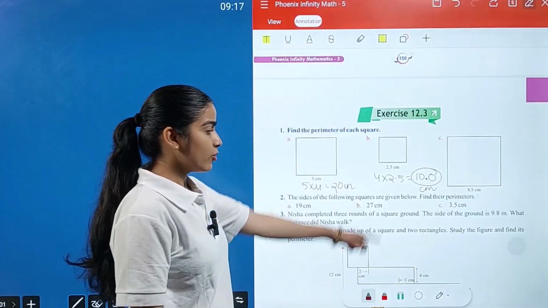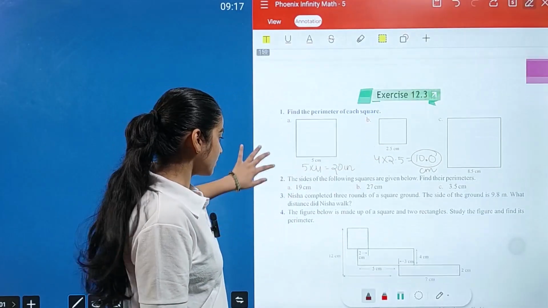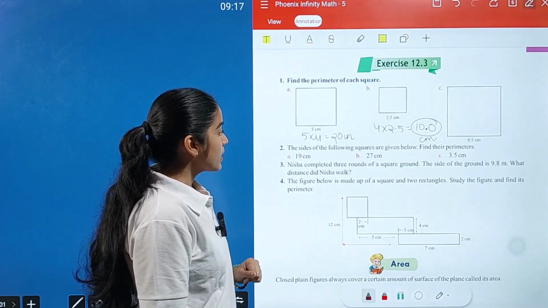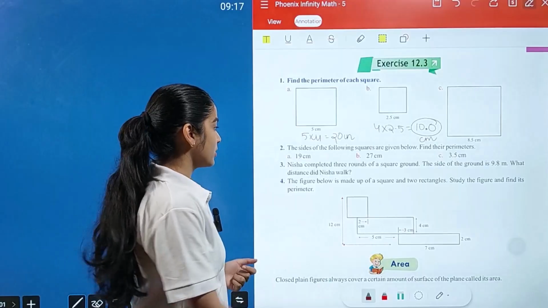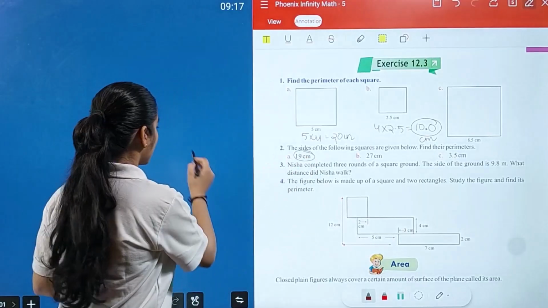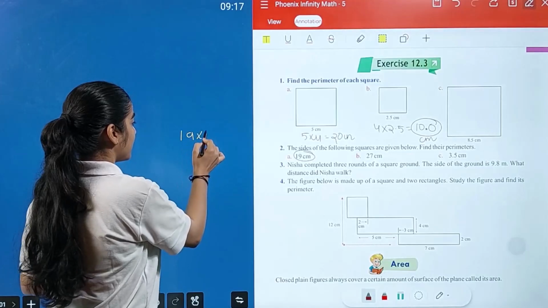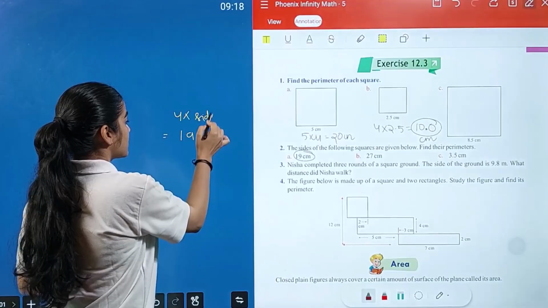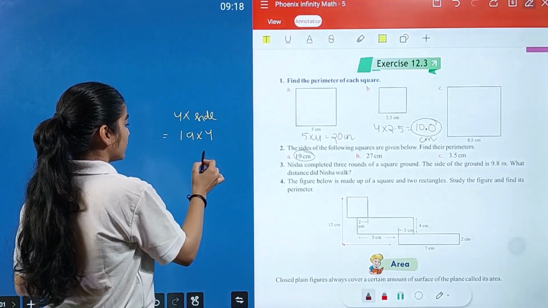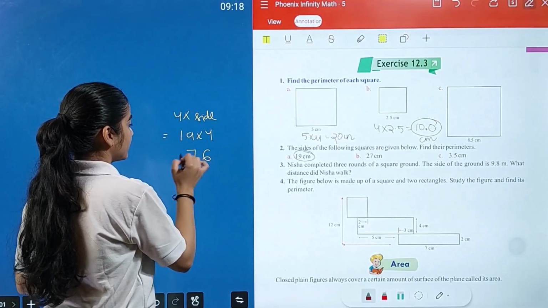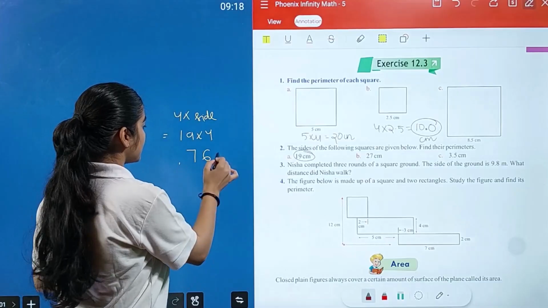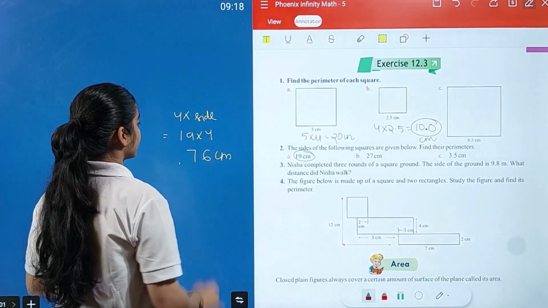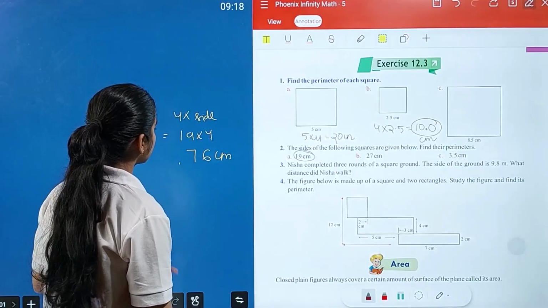You have to find for the square C. The sides of the following squares are given below. Find the perimeter. So let's take an example for this. 19 multiplied by 4, because the formula is 4 into side. 9 4s are 36, 4 ones are 4, plus 3 is 7. So this is your answer, 76 centimeter.